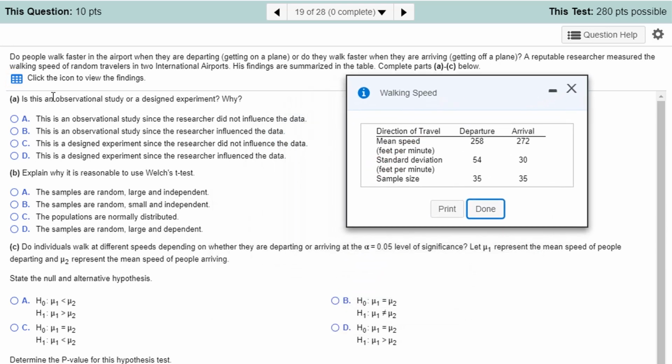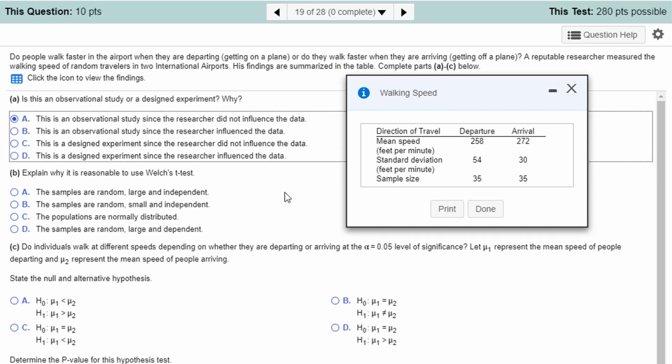Now, is this an observational study or a designed experiment? It's observational, right? He didn't design it. He didn't put the people in one airport or the other. So it's an observational study since the researcher did not influence the data.